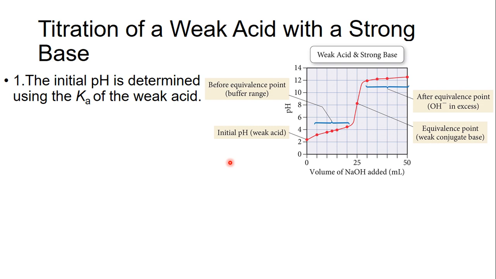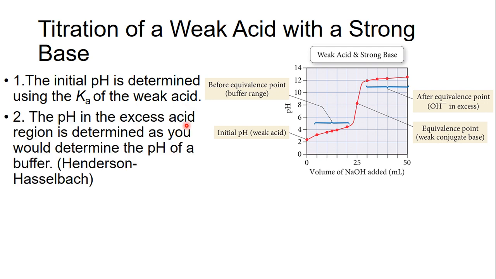Now let's say that you have a weak acid and a strong base. What would a titration look like? How would you calculate the pH? So let's say you have a solution of weak acid to begin with. Your initial pH, you just calculate using an ice table and the Ka. It's an equilibrium problem. We've done those, so nothing new there.